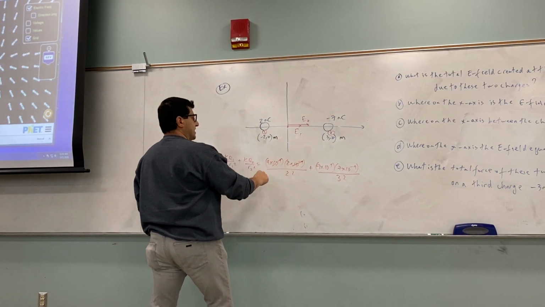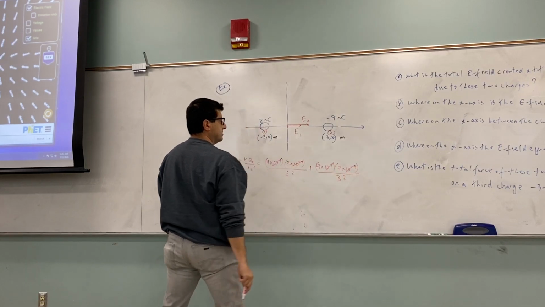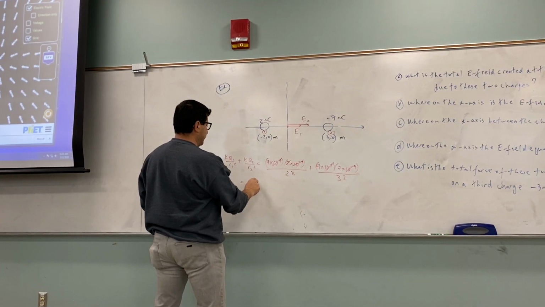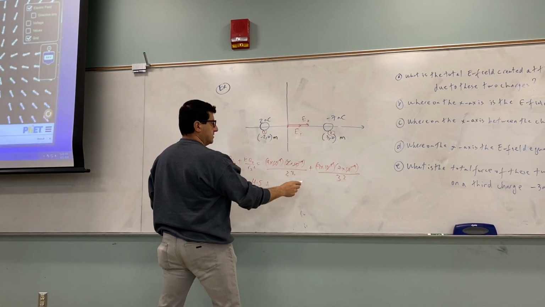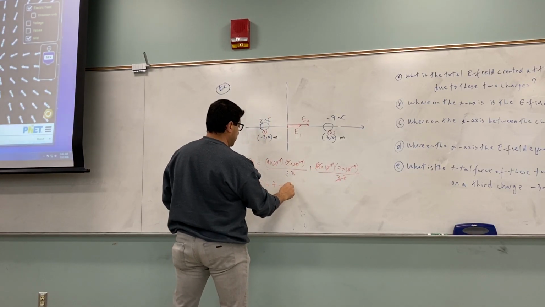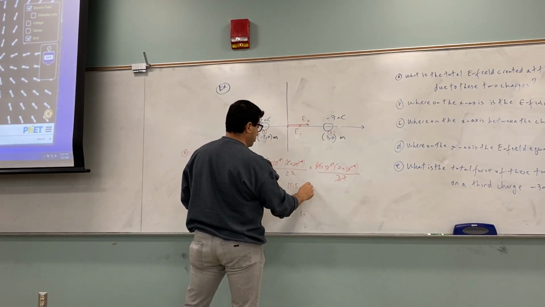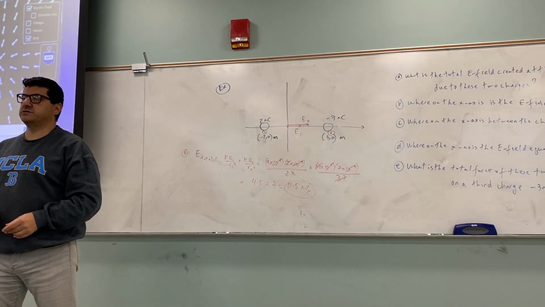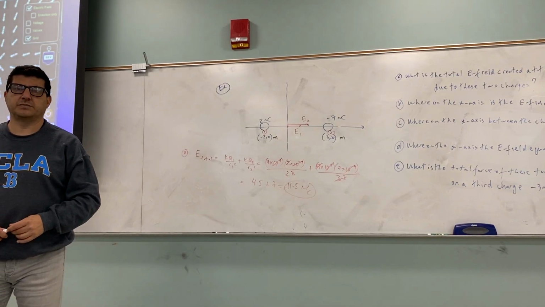So 10 to the negative 9 and 10 to the 9 will cancel. And then one of the 2's will cancel, so 9 over 2 will be 4.5. And then the 9 will cancel with the 9, plus 7. So 11.5 newtons per coulomb will be the value of the electric field at the origin.